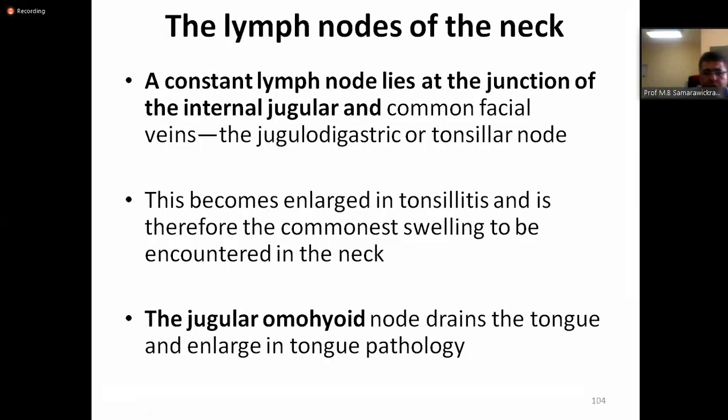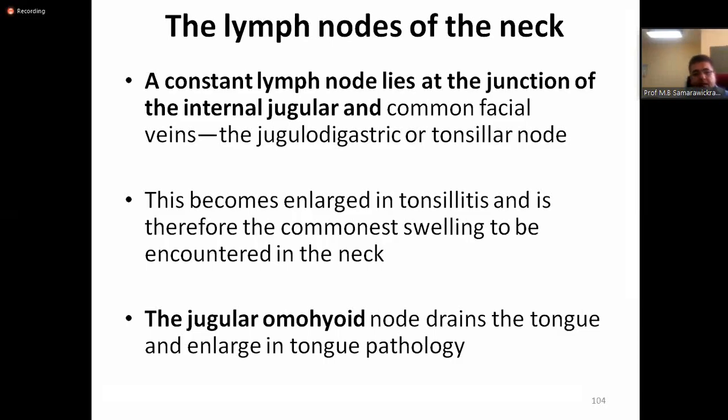Right. So there are two constant deep nodes. One is at the internal jugular vein and the common facial vein, that is called the jugular digastric or tonsillar node. That is in relation to the posterior belly of digastric, because this node drains the tonsils. And the other node lies where the internal jugular vein crosses the omohyoid muscle. So that is called the jugular omohyoid node, and this node drains the tongue.